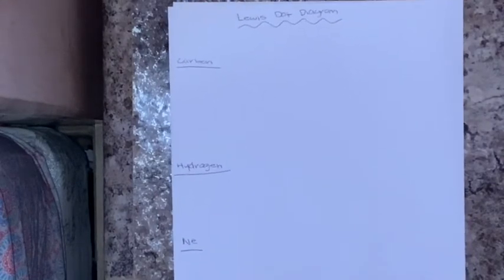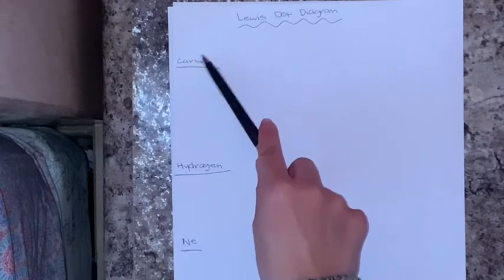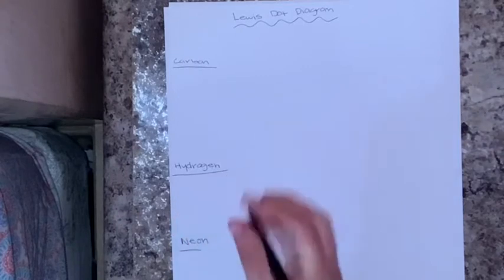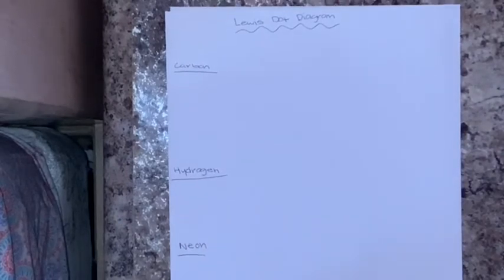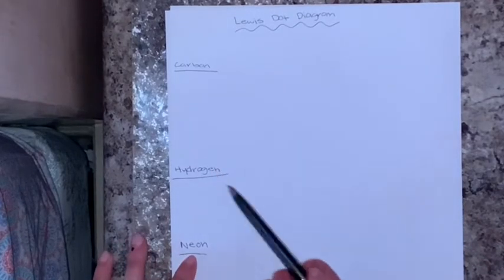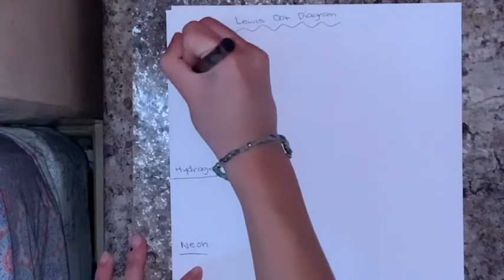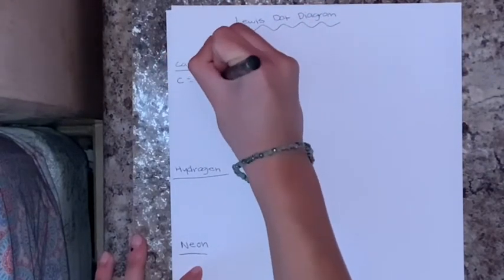And so now we're going to be doing 3 examples of Lewis dot diagram for neutral atoms. So I'm going to roll the clip. So we are going to be doing Lewis dot diagram for 3 neutral atoms. The 3 neutral atoms we have are carbon, hydrogen, and neon. We're first going to begin with carbon, and carbon has a total of 4 valence electrons.